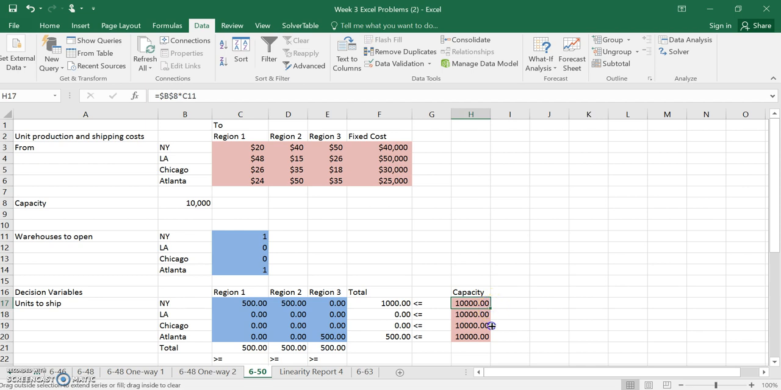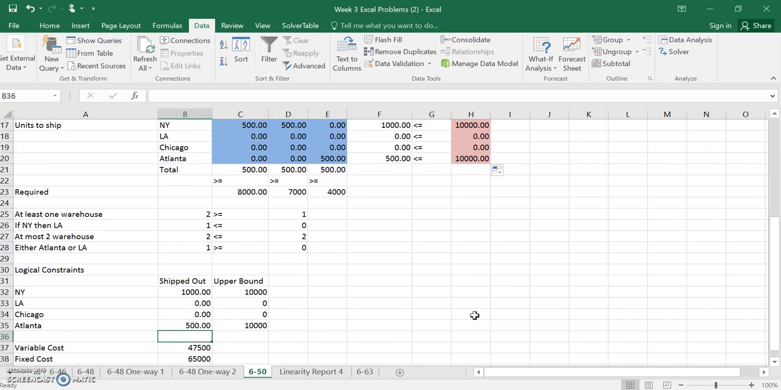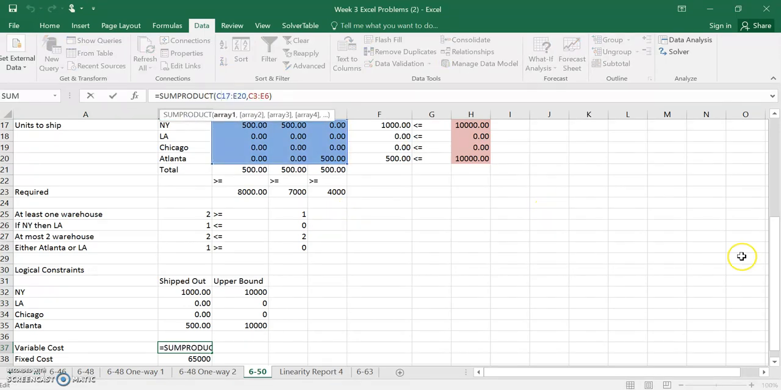Okay. And then as we copy and paste that down, now we are constrained to not ship items from warehouses that don't exist. And so you actually then don't need this little section right here, I don't think. So now let's look at the costs. There's some product.